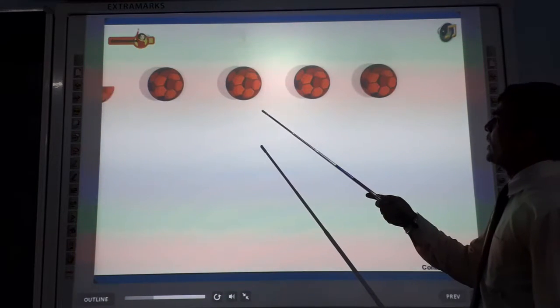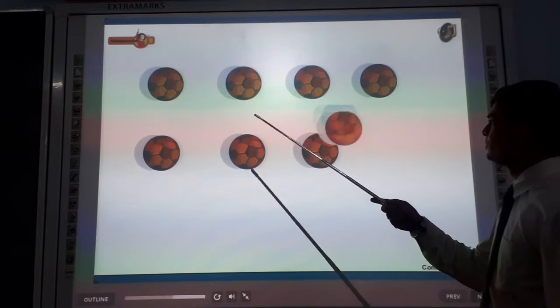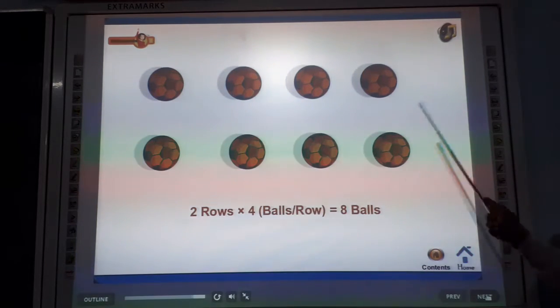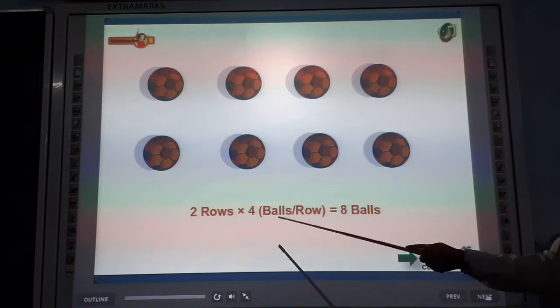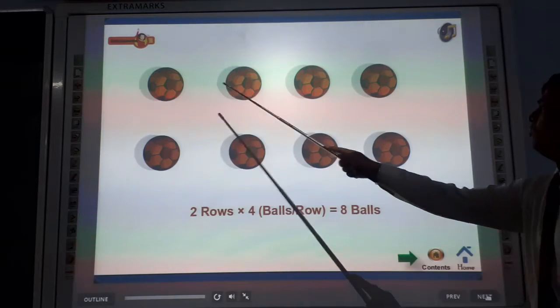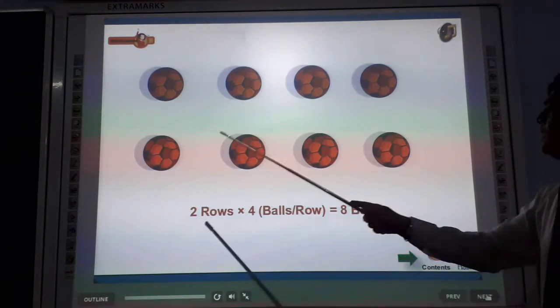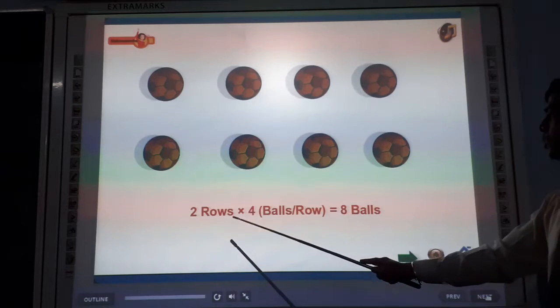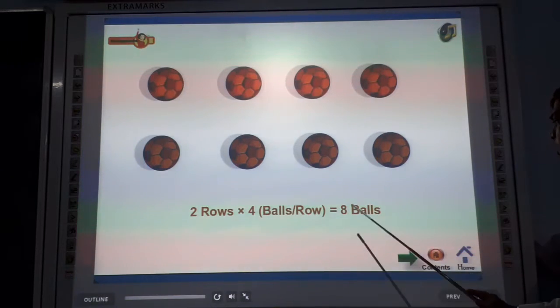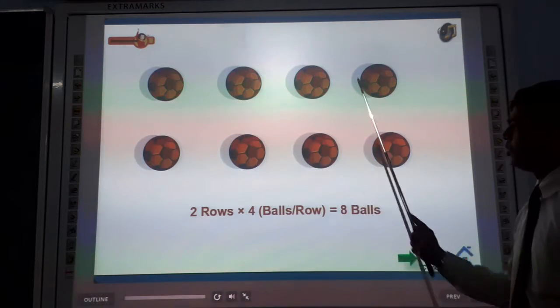Now next, see the diagram. 2 rows into 4 balls. One row, 4 balls, and second row, 4 balls. 2 rows into 4 is equal to 8 balls. Look at this.